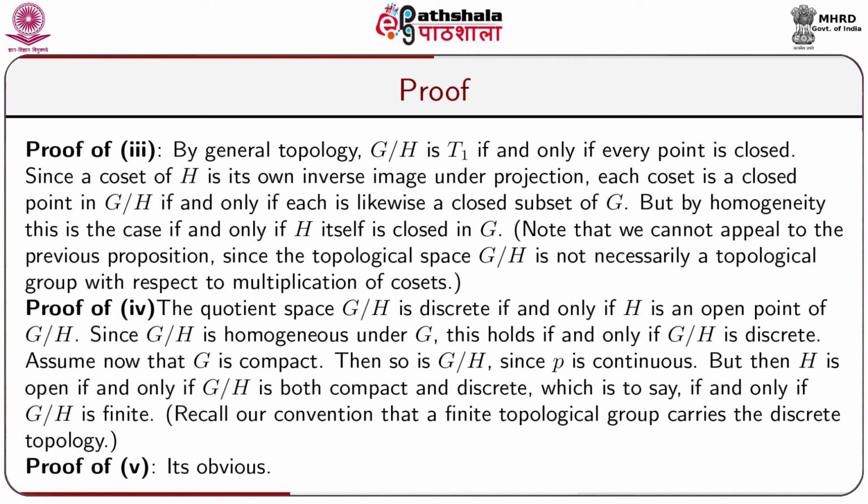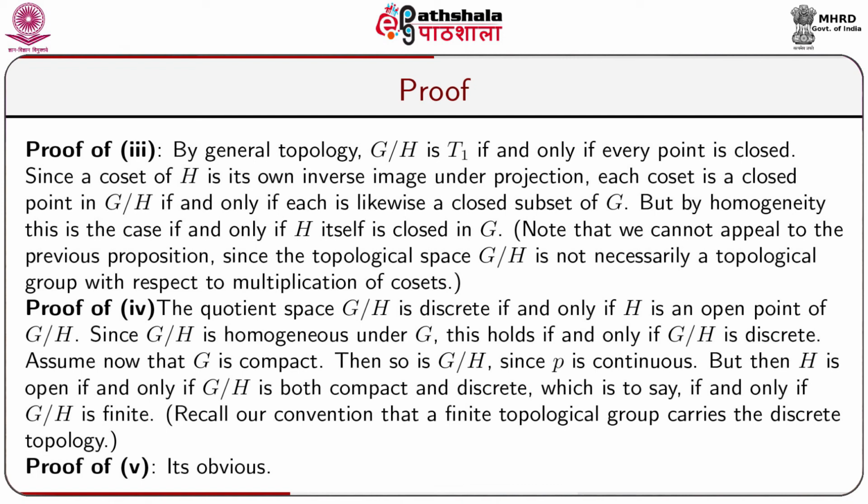Now, to prove the converse, let G by H have discrete topology. We have to show that H is open. Since G by H has the discrete topology, therefore singleton H is open. So, this proves the converse.